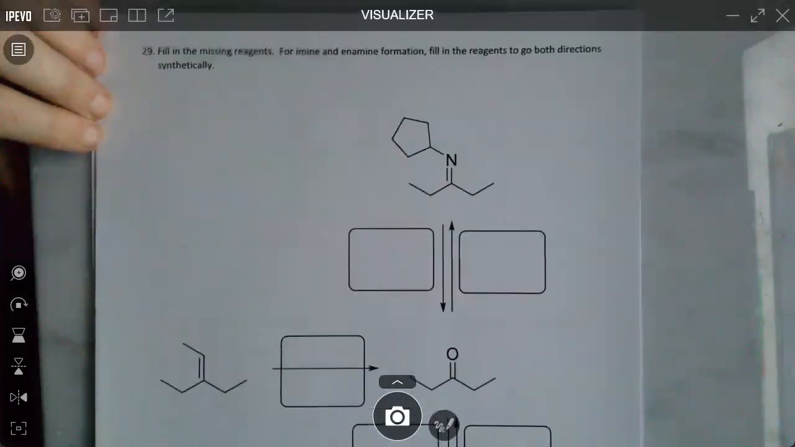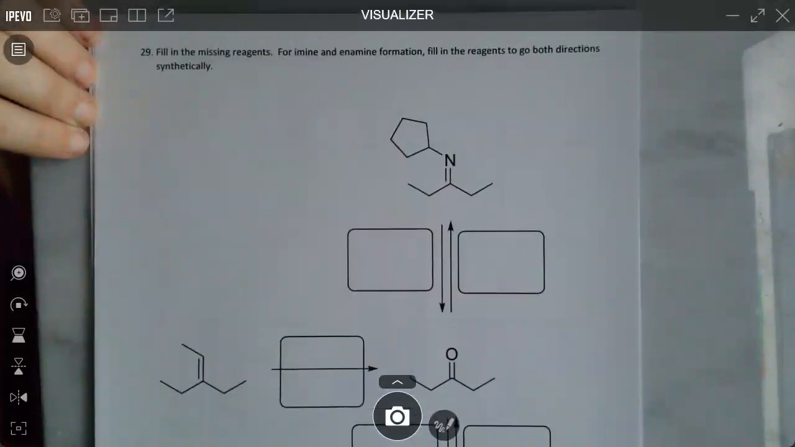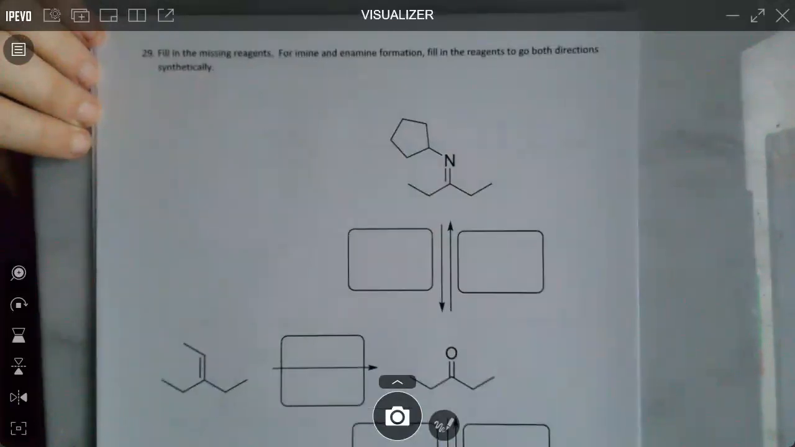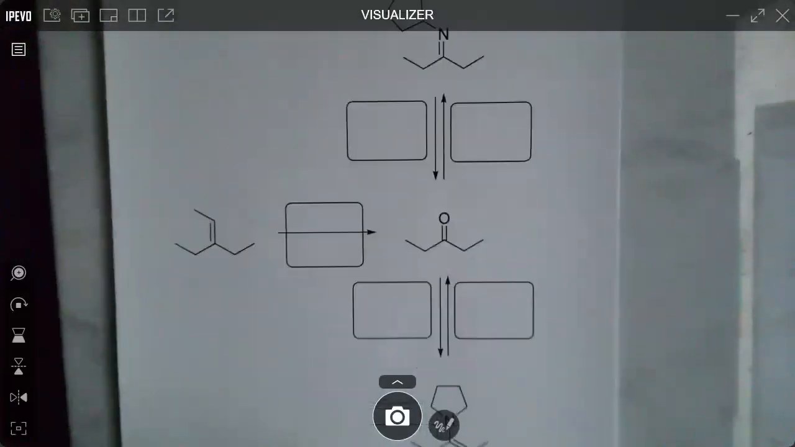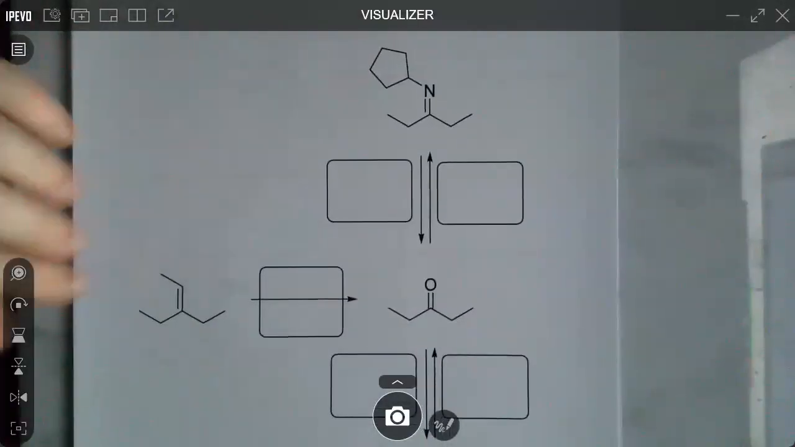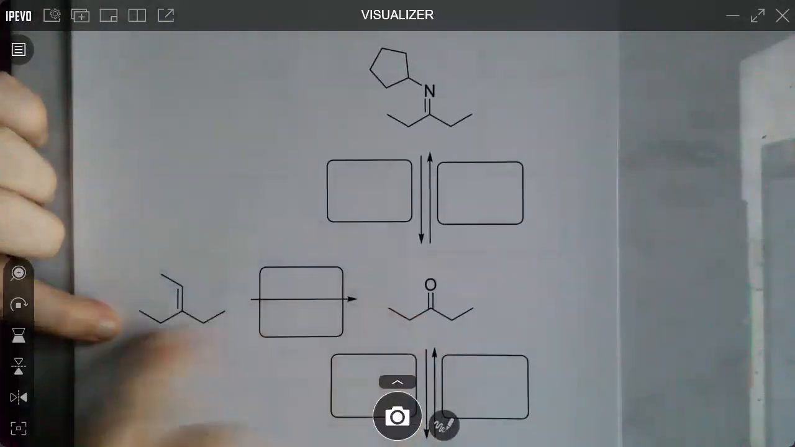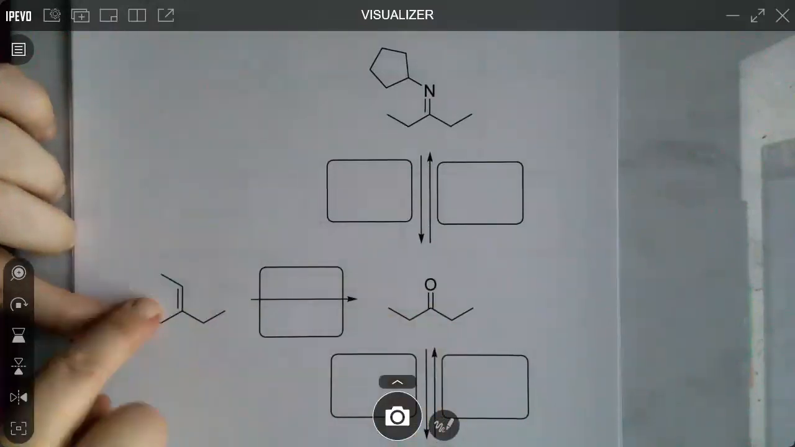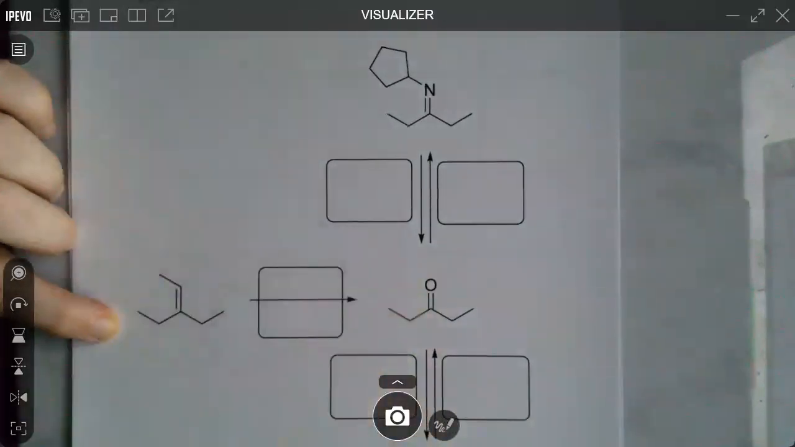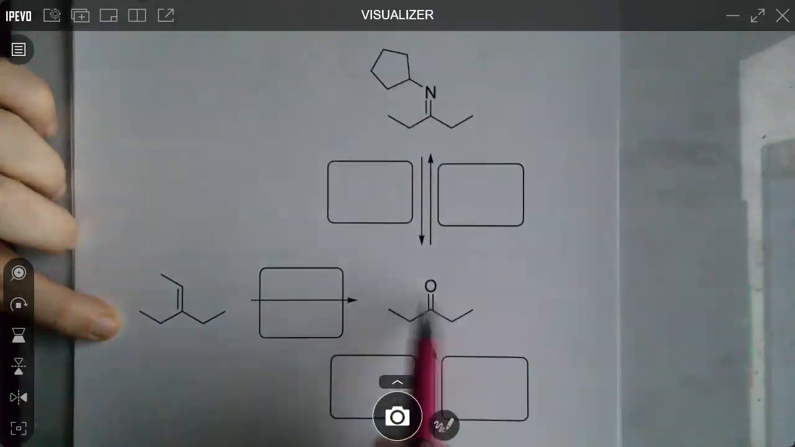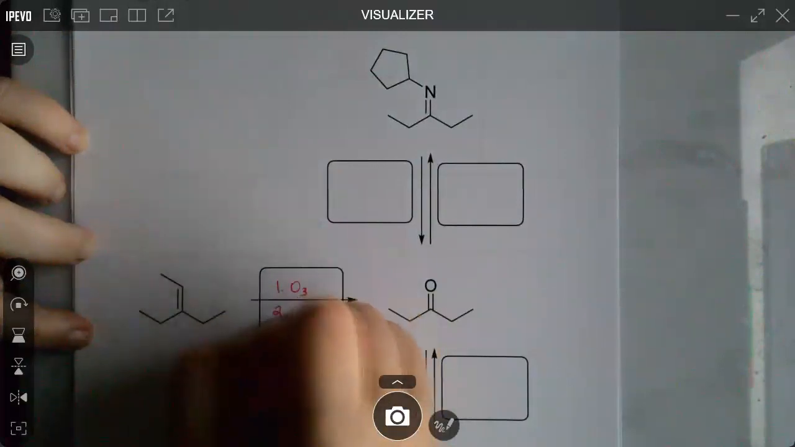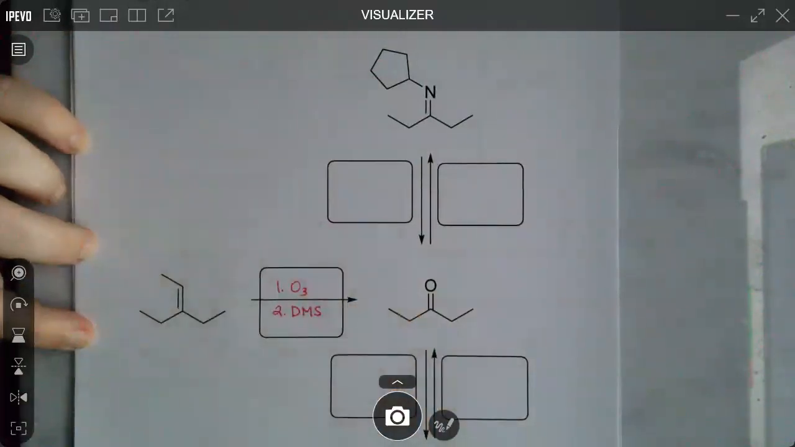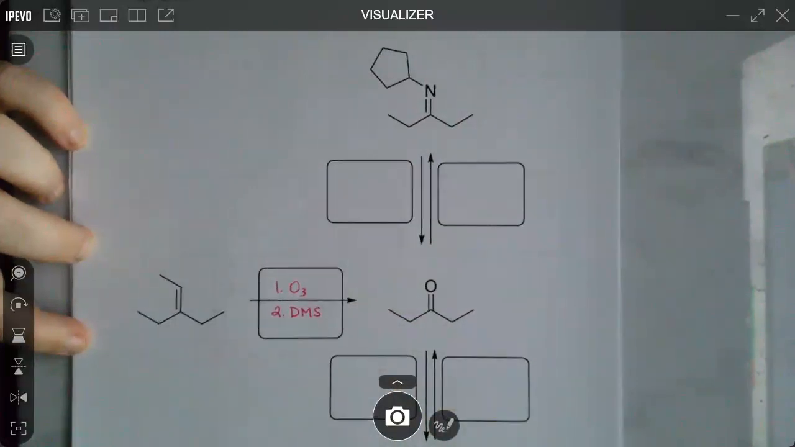Next, we have fill in the missing reagents. For imine and enamine formation, fill in the reagents to go both directions synthetically. Now this is going the opposite direction than we did on the previous question. So now we're starting with an alkene and we're cleaving the carbon-carbon double bond to get the ketone. So we want to remember that we can do that through ozonolysis, followed by a reductive workup with dimethyl sulfide.